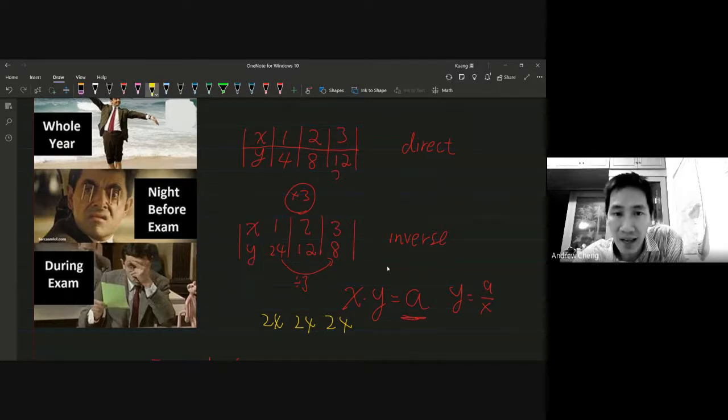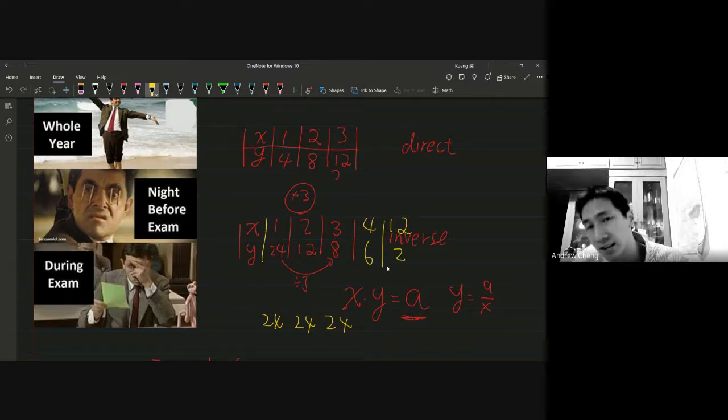So when x equals 4, you know y equals 6. When x equals 12, then y equals 2. So if you know x and y are inverse variation, and then you find the constant, then you can find the value of x or y when you know the other one.